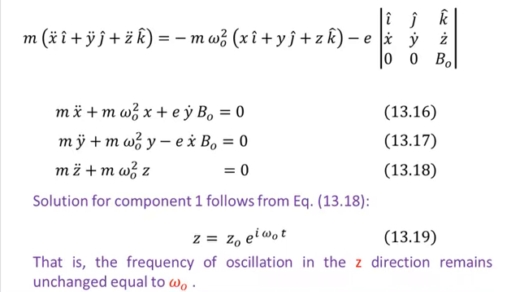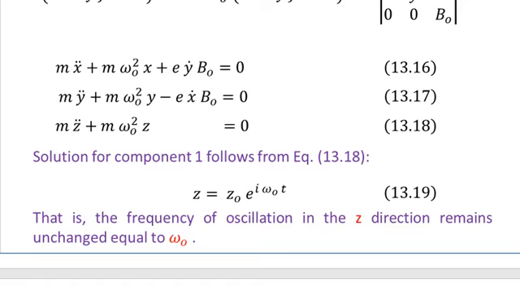Now, if you talk about the solution of the z component, which is the easiest component, you can immediately write its solution to be of the form z is equal to z naught into e to the power iota omega naught t. That is, this component is oscillating with the central frequency omega naught, and you know that omega naught is also the central frequency when the magnetic field is zero. You can notice that in equation number 18, the magnetic field B naught is not present. That is, the frequency of oscillation in the z direction remains unchanged, equal to omega naught.